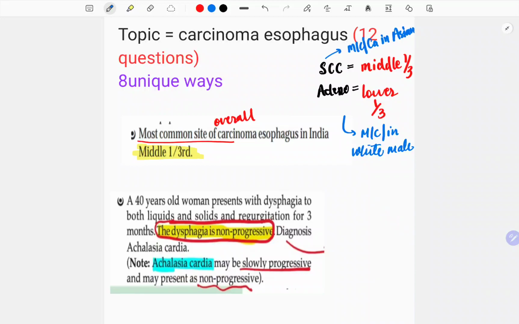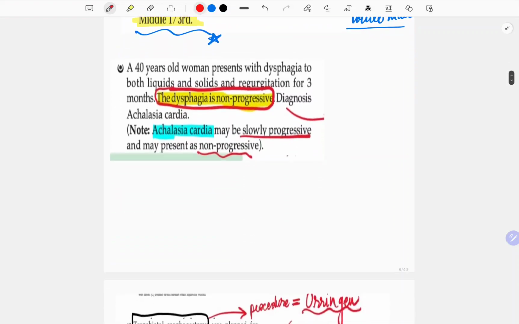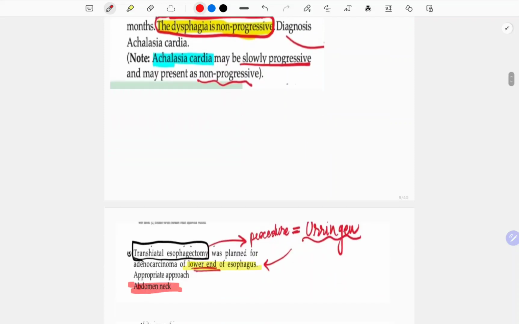Now, this is also a very important topic. 12 questions have been asked in 8 unique ways. Now the first question: the most common site of carcinoma esophagus in India is the middle 1/3. We all know this. For squamous cell carcinoma, it is still the middle 1/3, and this is the most common carcinoma esophagus in the Asian population. And for adenocarcinoma, the site changes and it becomes the lower 1/3. Now remember, this is the most common in white males.